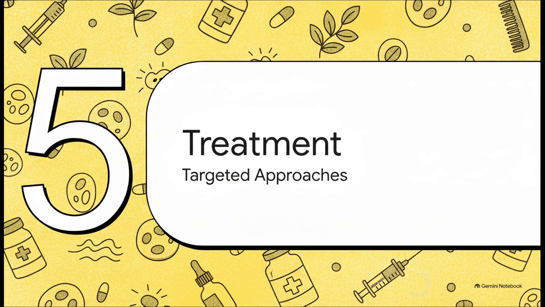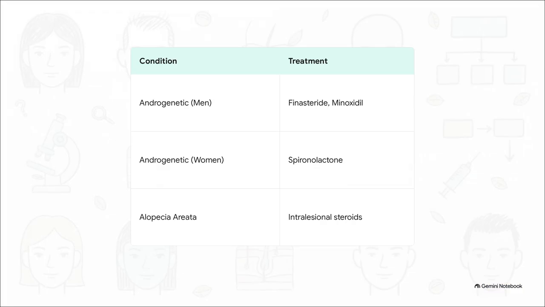All right, our final section, Section 5, Treatment and Management, focusing on targeted approaches. Once the detective work is fully complete and the exact mechanism is identified, the entire focus shifts to recovery. And we do this by mapping specific evidence-based treatments directly to their biological targets. For androgenetic alopecia in men, oral finasteride actively steps in to block that 5-alpha reductase enzyme, lowering DHT levels, while topical minoxidil stimulates growth. For women dealing with the same condition, anti-androgens like spironolactone are often deployed.